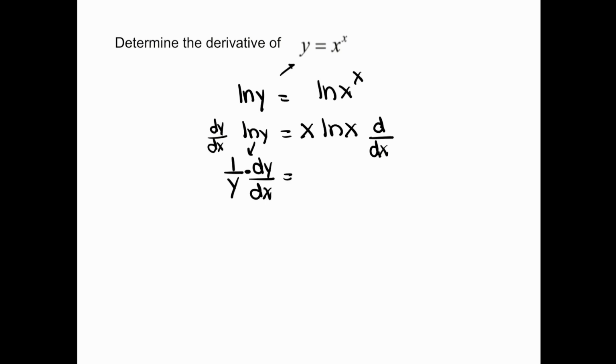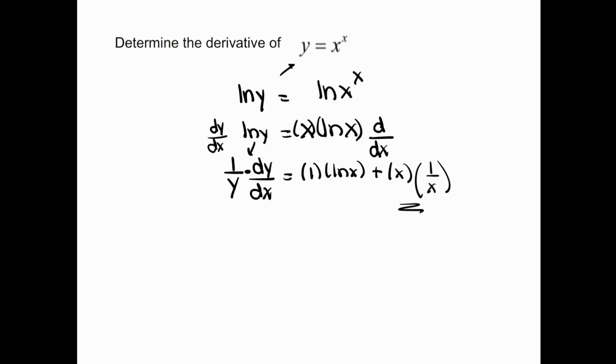Then we're going to use the product rule to take the derivative of x ln x. And we can think of this as two distinct functions. x is one function, ln x is a second function. So the derivative, remember, the product rule, derivative of the first times the second, plus the first times the derivative of the second. So the derivative of x is just 1 times ln x plus x times the derivative of ln x, which is 1 over x.